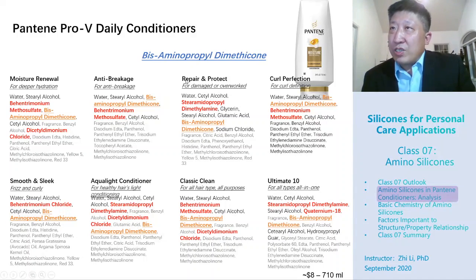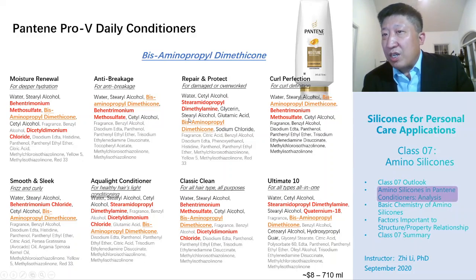For example, I think the repair and protect is probably a very high seller, a fine differentiation for damaged or overworked hair. This is what Pantene Pro-V is about, the whole repair concept. They have curl definition, anti-breakage, if you have more hair breakage, or all different things, or you have an all-in-one, which can do one thing for everything. But if you look at the ingredient list, you see the same patterns.